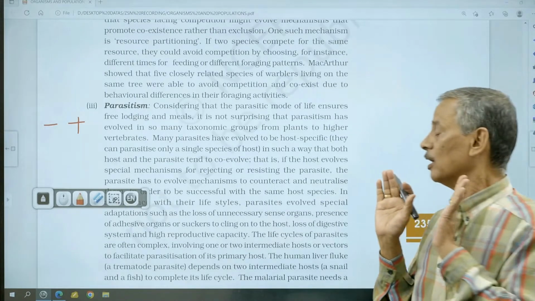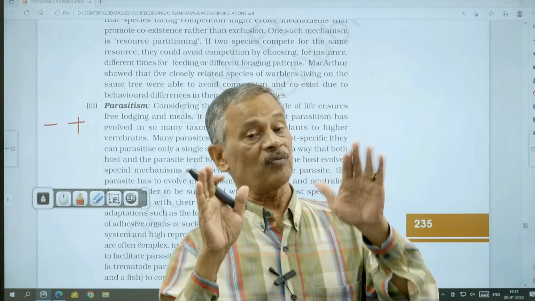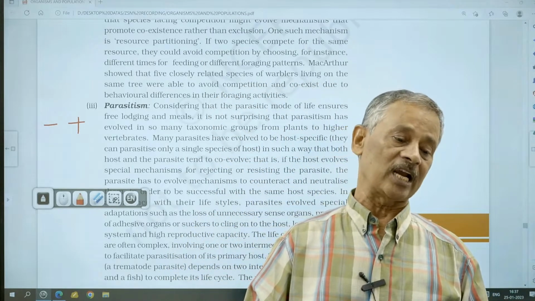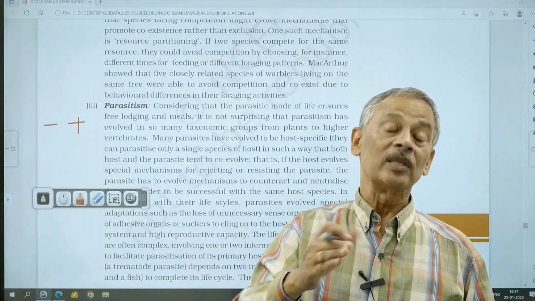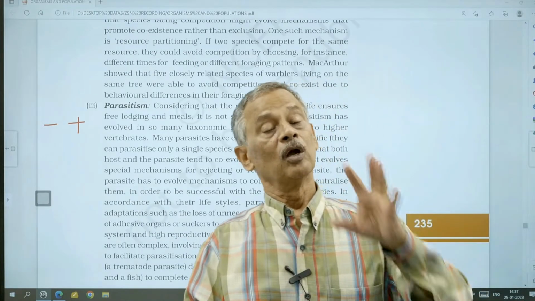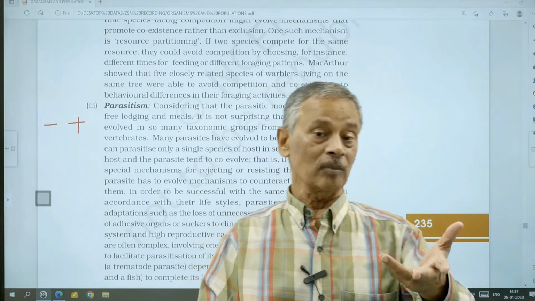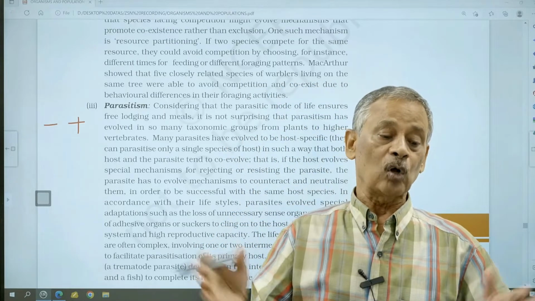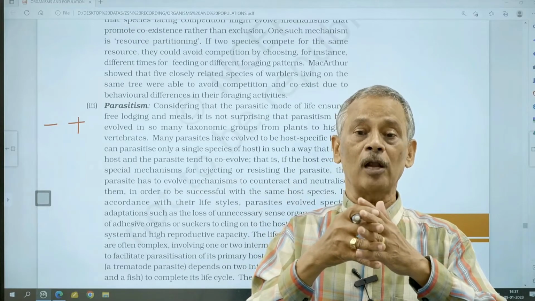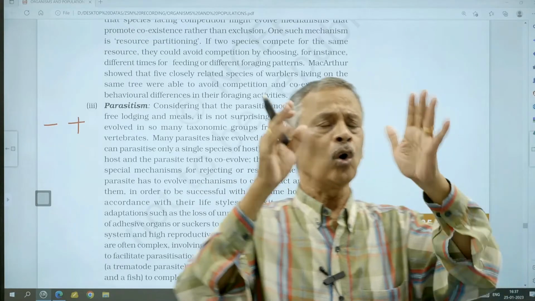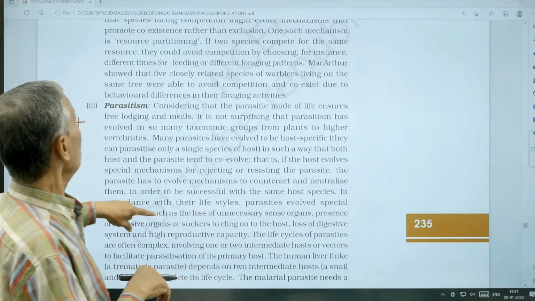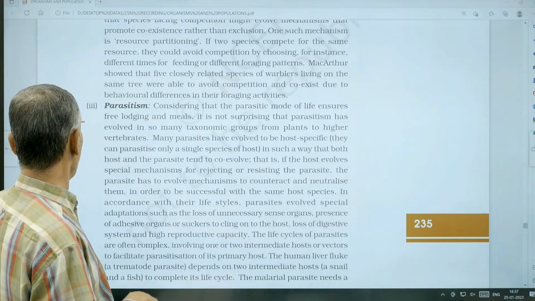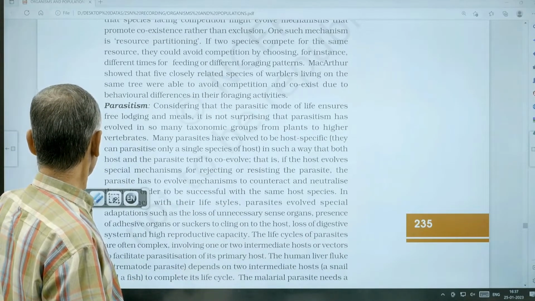They have a number of adaptations, which are called parasitic adaptations, to live in the host body. The host will develop countermeasures to avoid the attack by a parasite. So they will show what is called co-evolution. They will be evolving simultaneously.